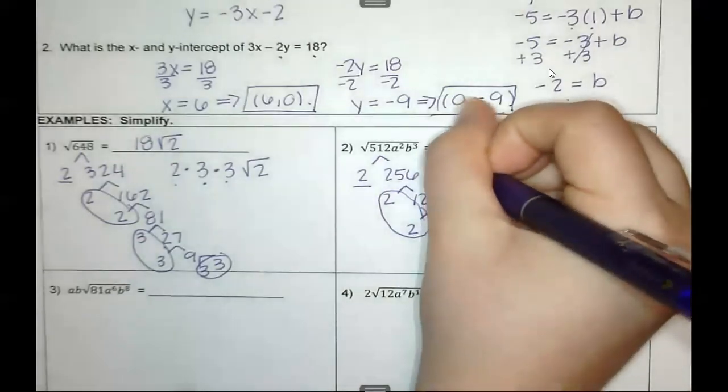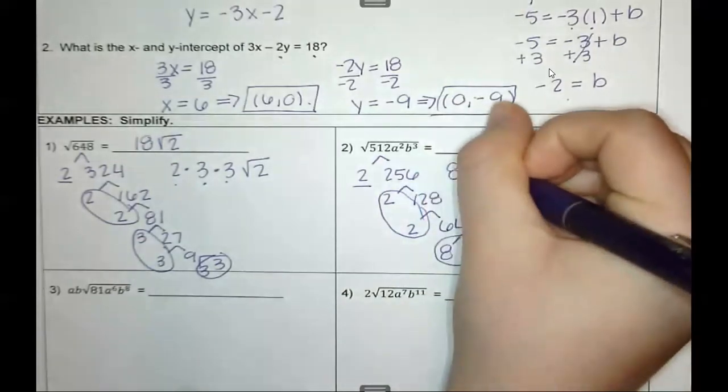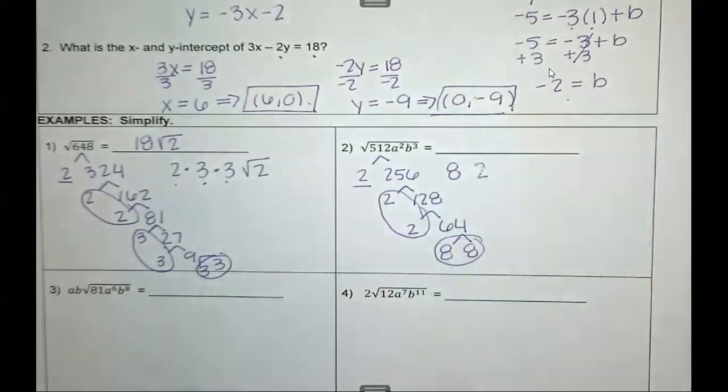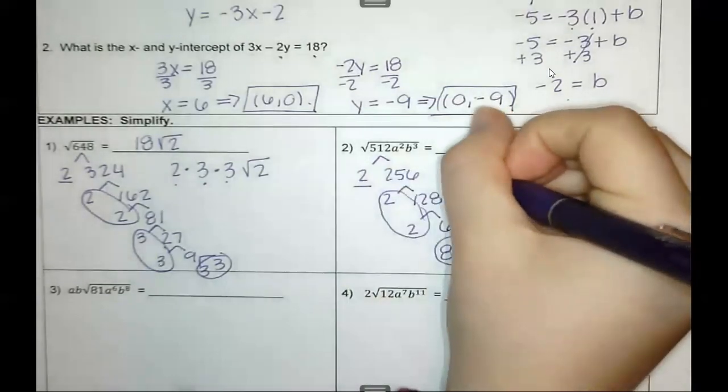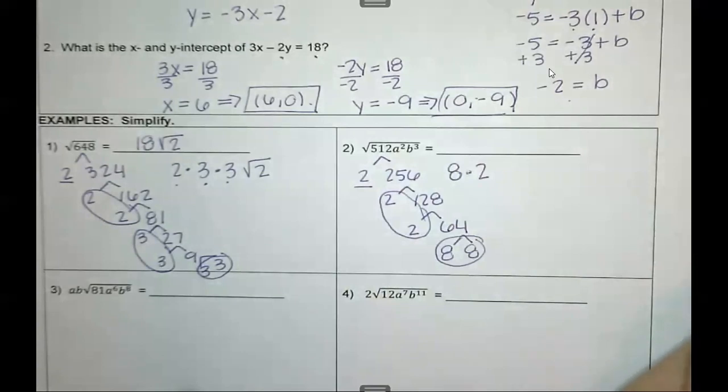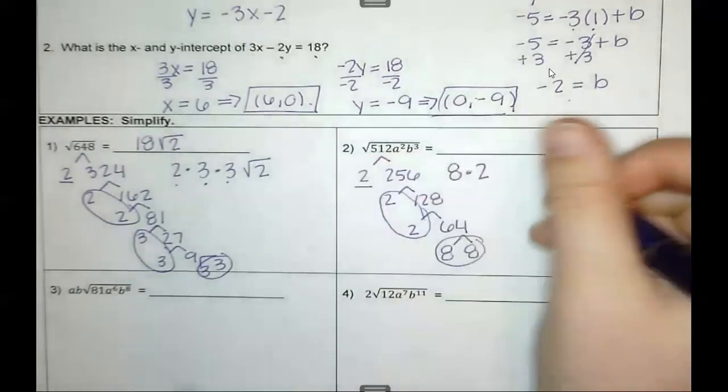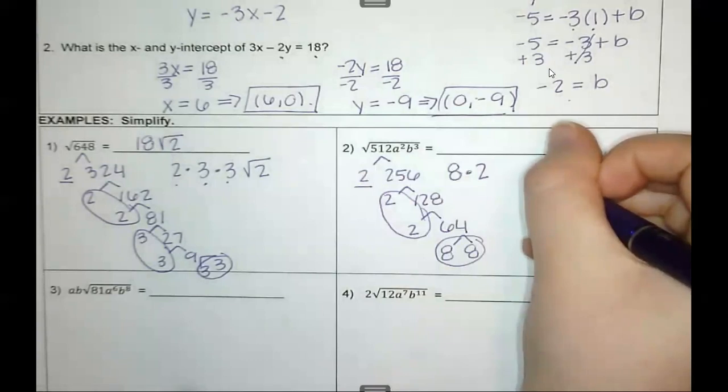So I get to pull out an 8 and I get to pull out a 2. So I'm going to need to multiply those two things together when I do that. And I also have this 2 left over underneath the square root.